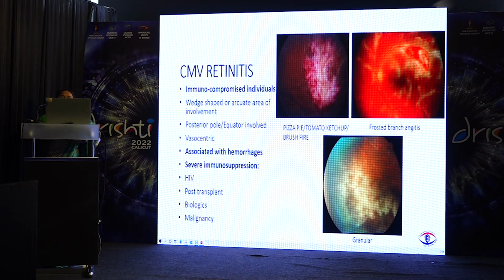CMV retinitis again occurs in immunocompromised patients. It is a vasocentric retinitis with hemorrhages. There are 3 different patterns: the pizza-pie appearance, frosted branch angiitis, and the granular pattern. Severely immunosuppressed patients develop CMV, like those with HIV, post-transplant patients, patients on biologics, and patients who have malignant disease.